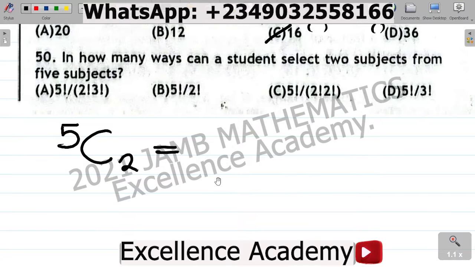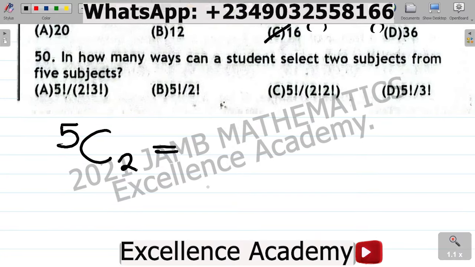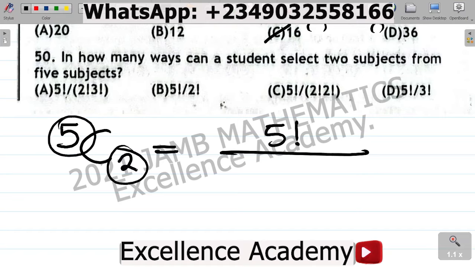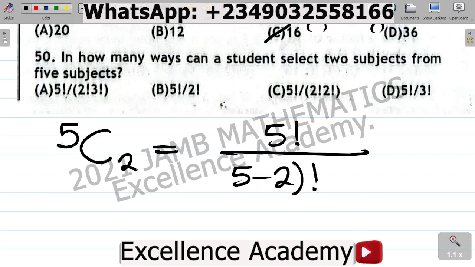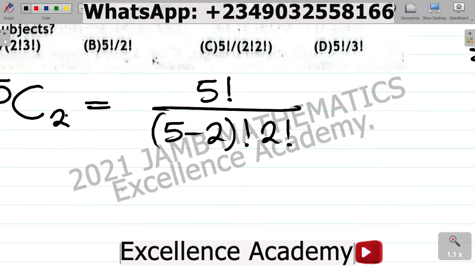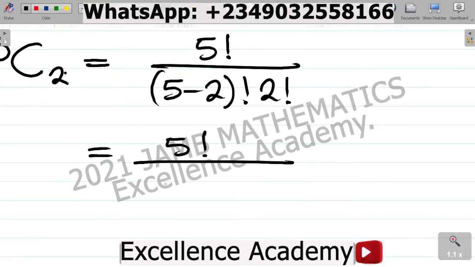All right. What is 5 combination 2 in mathematical form? 5 combination 2 is simply 5 factorial, all over 5 minus 2 factorial, and then 2 factorial. So this is how you do combination. If I proceed with this, this becomes 5 factorial all over 5 minus 2, which gives you 3 factorial, and then 2 factorial.